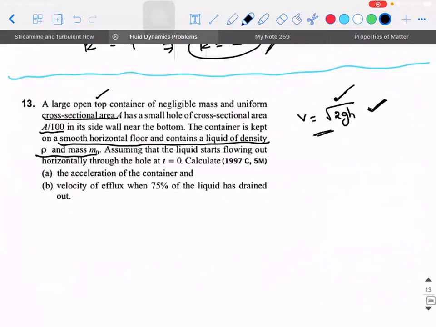Okay. So let me draw a diagram and explain. So what is missing? For me to use this formula directly, what is missing in my hand? H is missing. Sorry? H is missing, sir. H is missing. So how do I find H in terms of the given parameters?